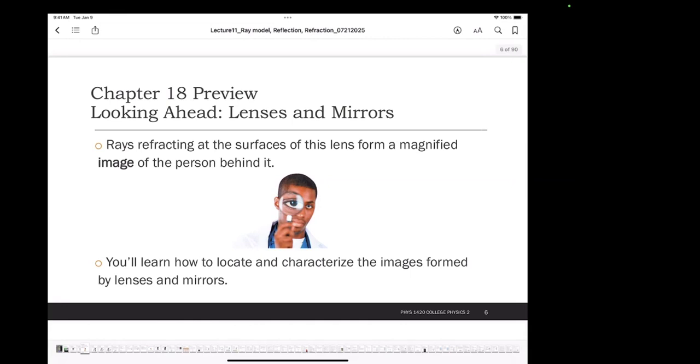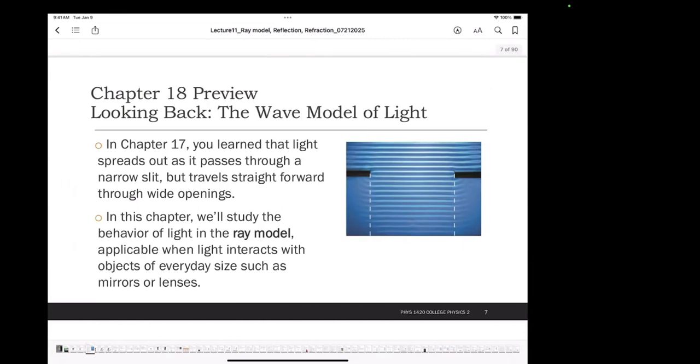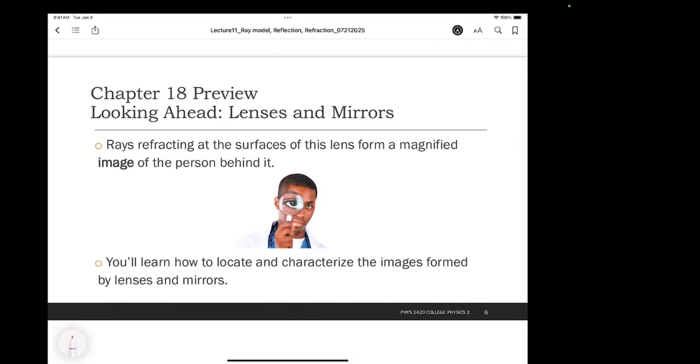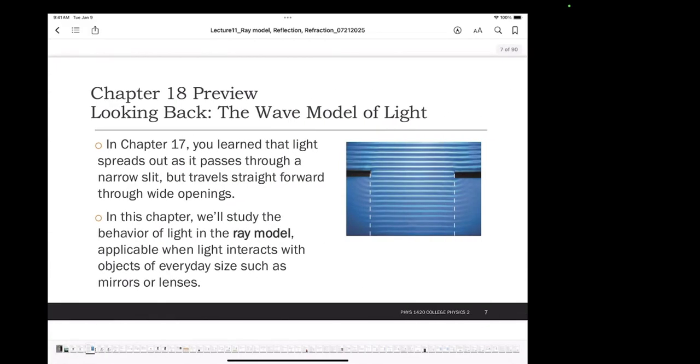You will learn how to locate and characterize the images formed by lenses and mirrors. We will learn this in tomorrow's class. And let's try looking back at something like the wave model of light.